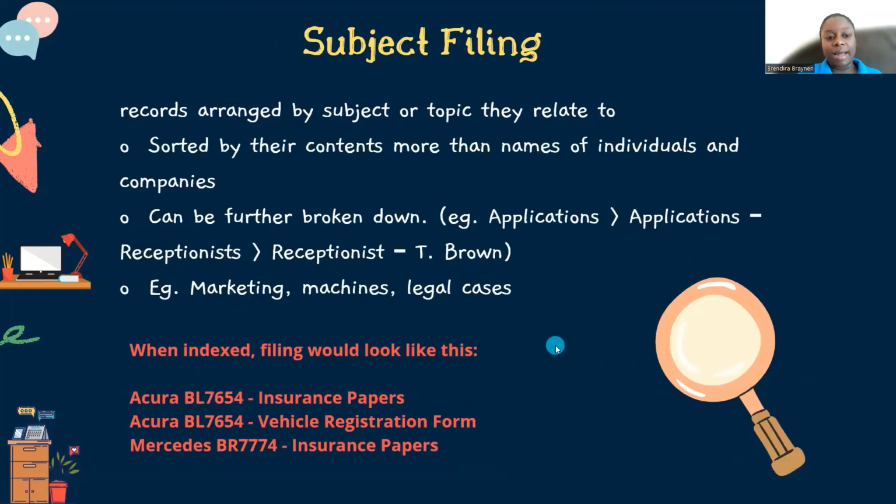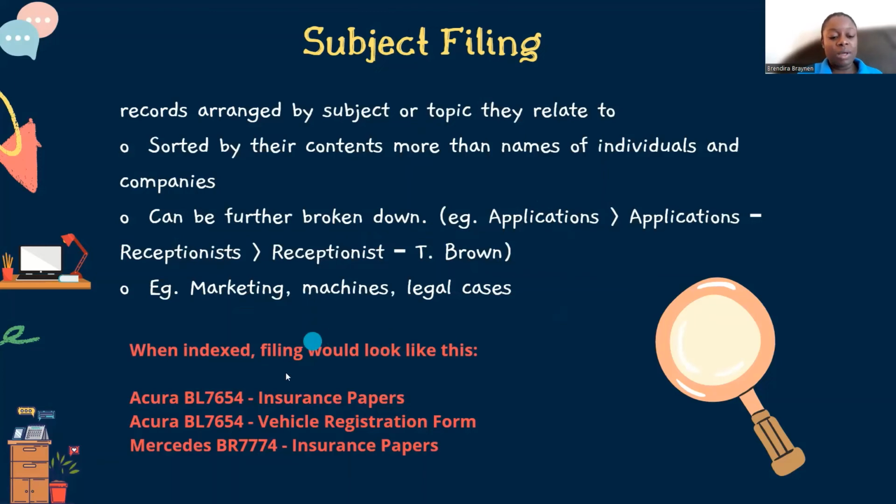When we have subject filing, what happens is records are arranged by the subject or topic that they actually relate to. And so the contents are going to be sorted based on what's inside more than the name of the individual or the company. And so it can always be broken down in some way or some form. And so that's how it's going to happen.